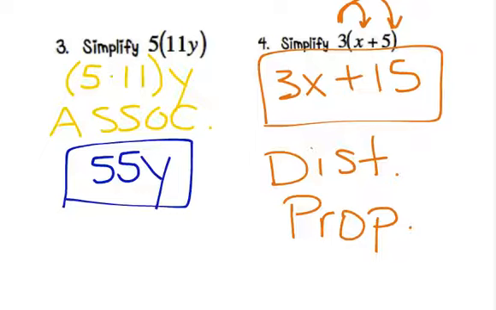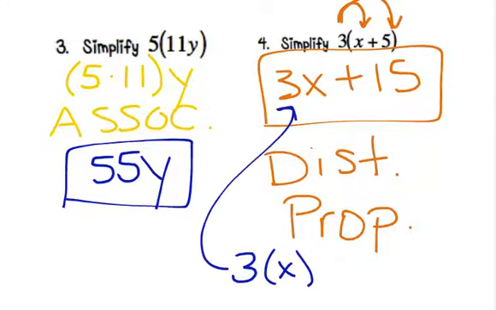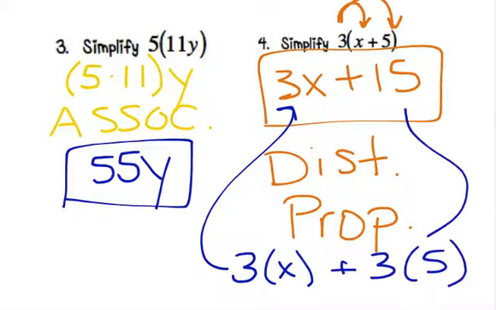Now I know that's new. All right. If you need something to help you figure out what you did, you could write 3 parentheses x, because you did 3 times x to get that, plus, and then we did 3 times 5, and that's how we got the 15. So that might be helpful for you to jot down.